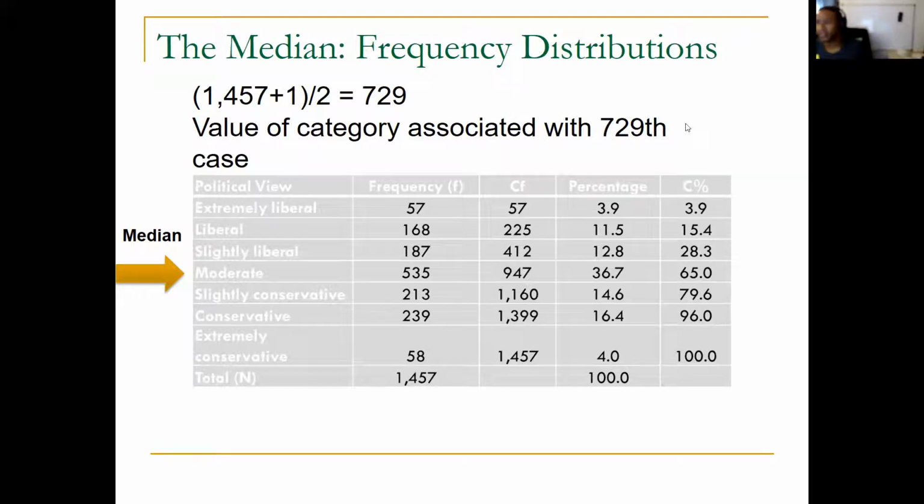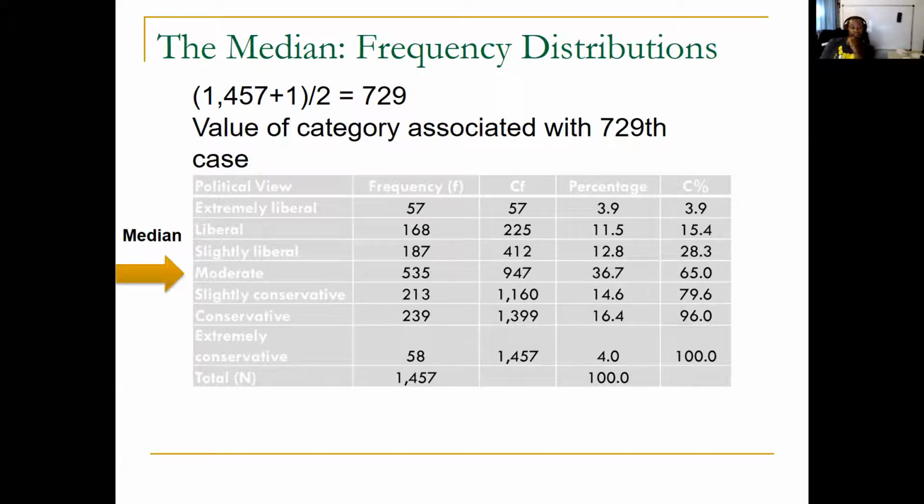Now, like I said earlier, what you could also do is just look at 50% is in between 28.3 and 65. If what I just explained is a little bit complex for you, 28.3 to 65, 50% is somewhere in between there. What you do is just choose the lower one. And then that lower category is the moderate. And that is your median.